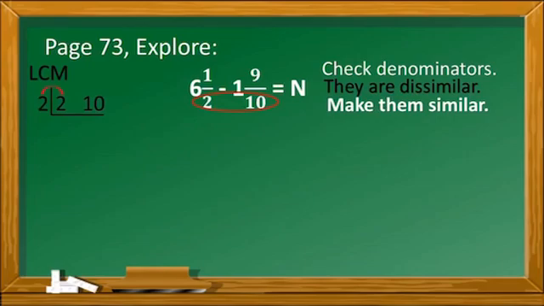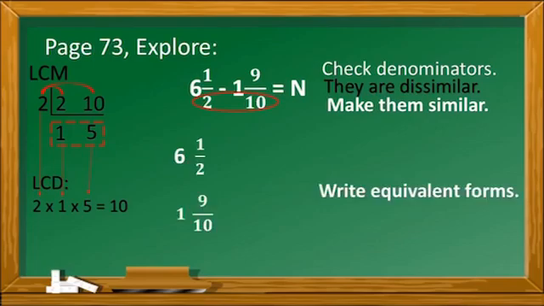2 divided by 2 equals 1. 10 divided by 2 equals 5. 1 and 5 do not have a common factor left. Therefore, we can use them as our LCD or least common denominator. We multiply all the numbers outside the division sign. 2 times 1 times 5 equals 10. Then, we write the equivalent forms of 6 1/2 and 1 9/10 before we subtract.